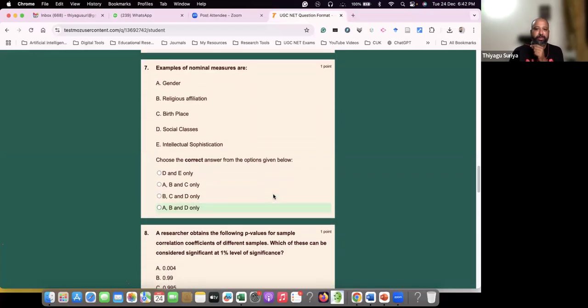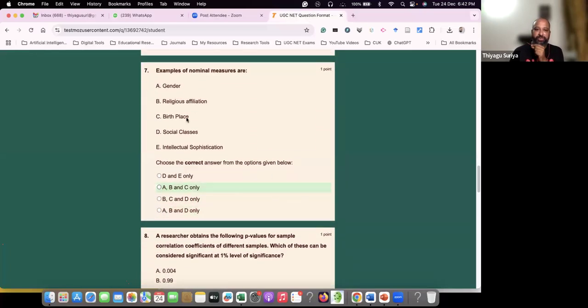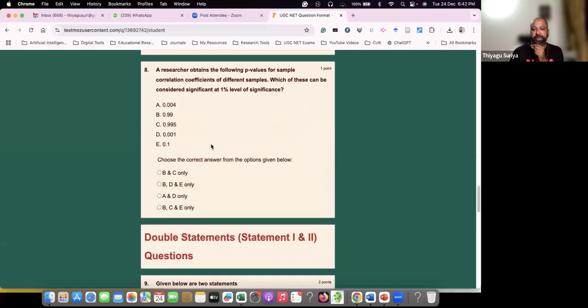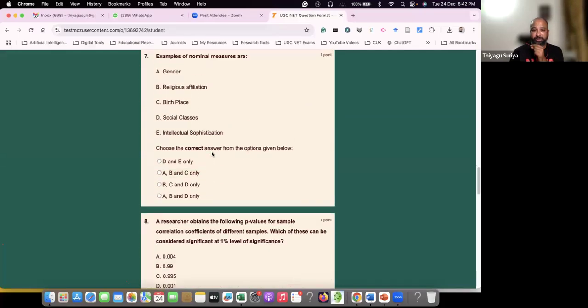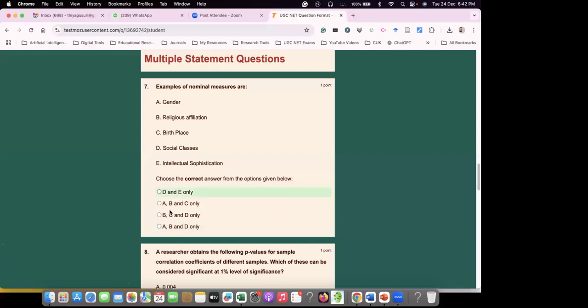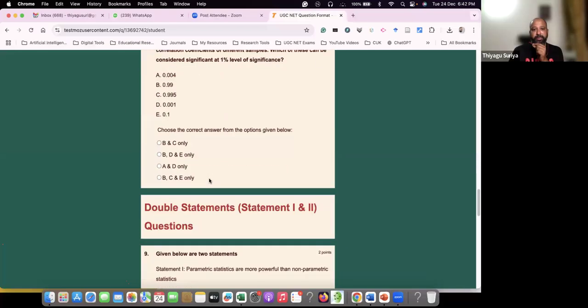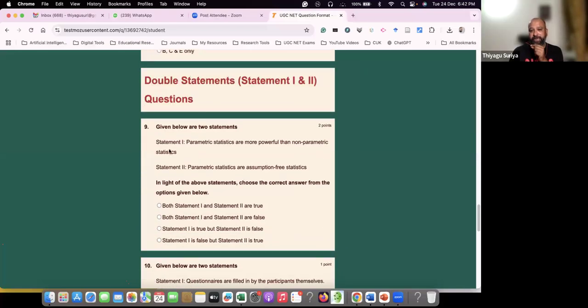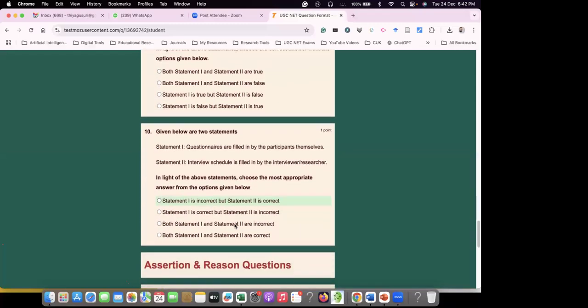Okay. And examples of nominal measures. This is the way questions may come in this format, like a multiple statement question. You can see what a multiple statement question is: there is a question, then there are options, and further down there are some different options based on the above options. The other one is called a double statement question, like statement one and statement two, and we need to identify whether both statements are true, or one statement is true and the other false. This is the way you need to find this.